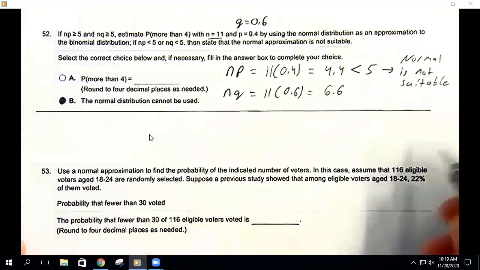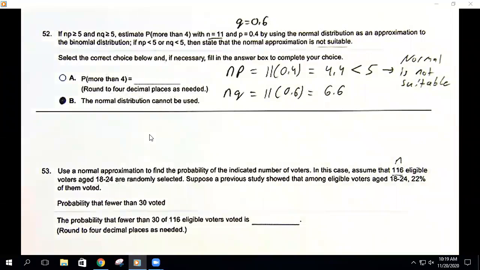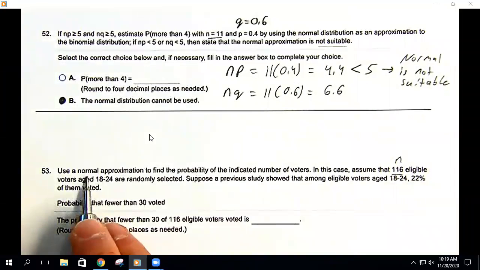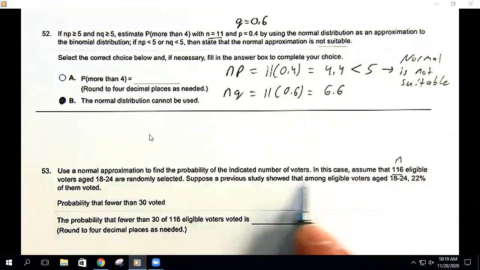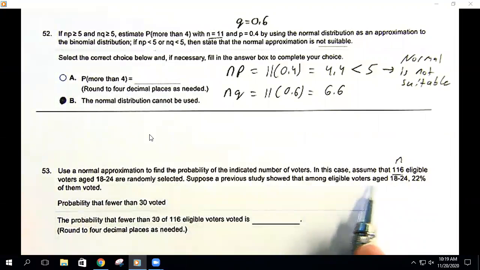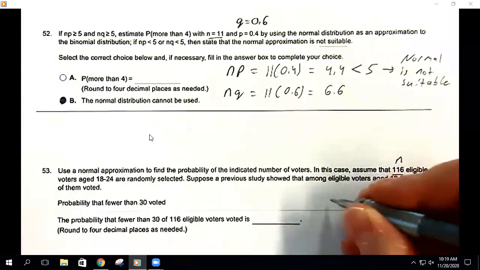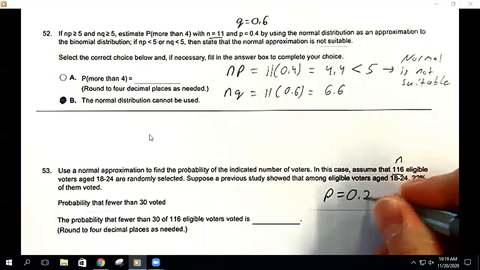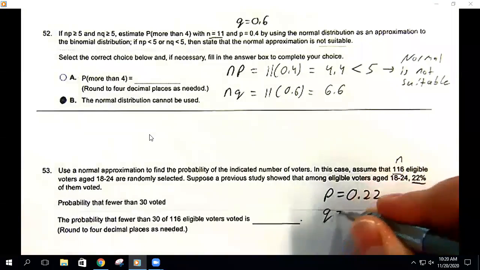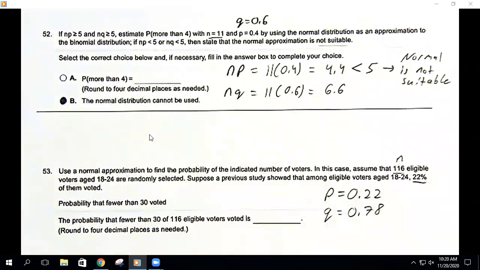Okay, in problem 53, use a normal approximation to find the probability of the indicated number of voters. In this case, assume that 116, that's n, eligible voters age 18 to 24 are randomly selected. Suppose a previous study showed that among eligible voters aged 18 to 24, 22% of them voted. So that's 22% is going to be our p-value, 0.22. So we can immediately write our q value, which would be 0.78. Those two add up to 1 again.